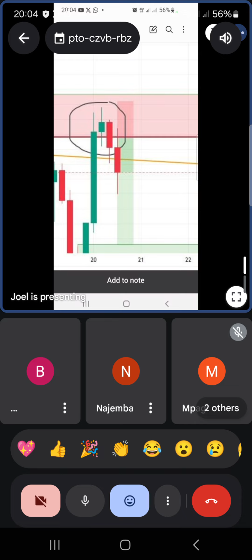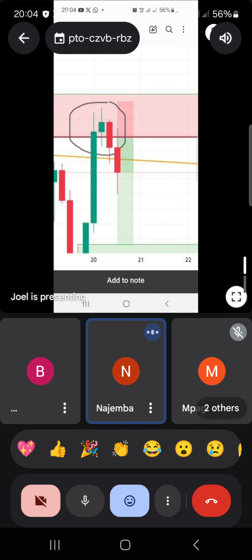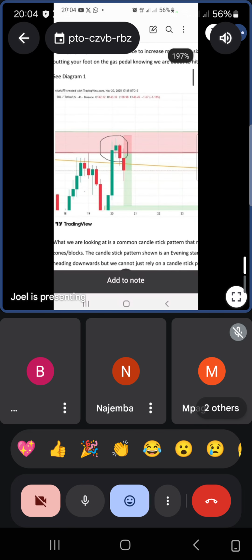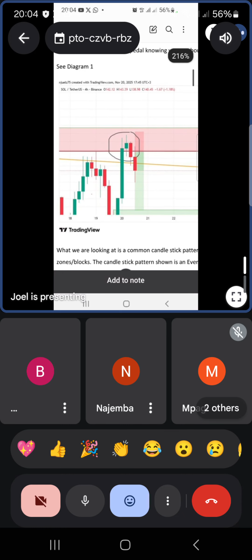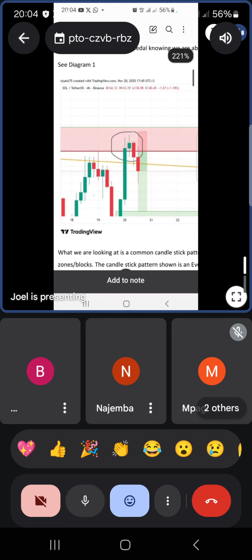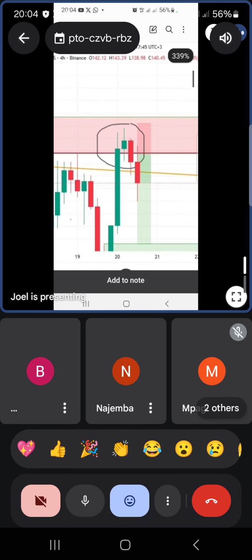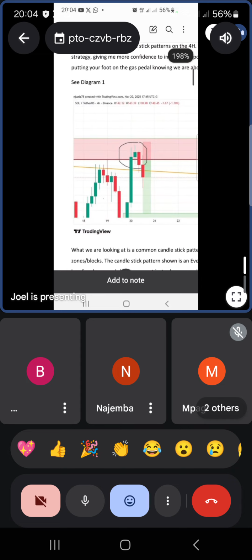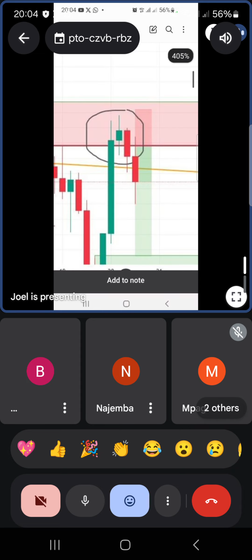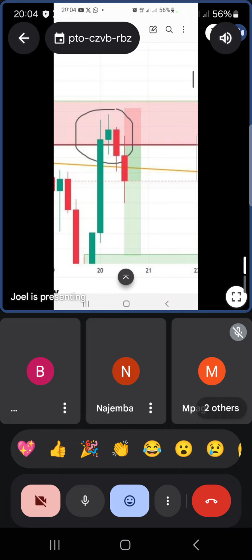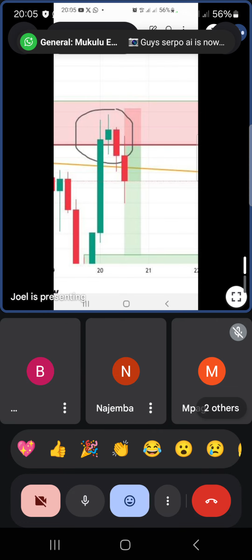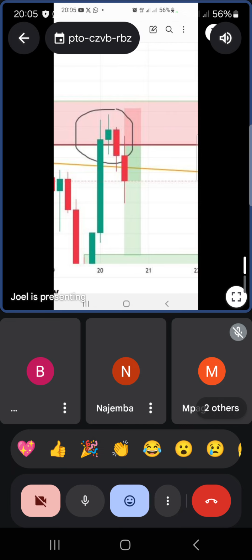Okay. Now, this trade here occurred on the 20th of November. It's the Solana USDT pair. Price came to my supply zone, and at the supply zone, an evening star formed. Basically, with an evening star here, I know the price is coming down, but that doesn't give me a strong enough reason to open a short trade.